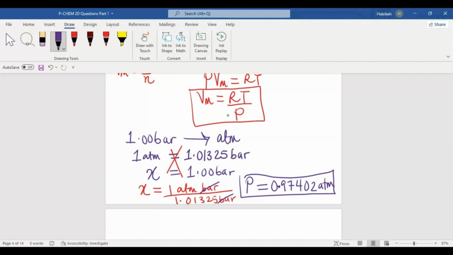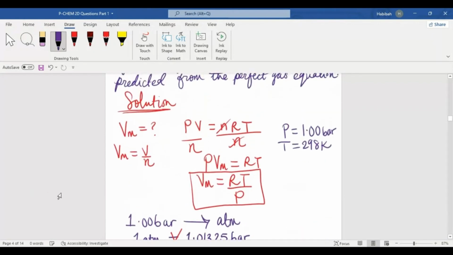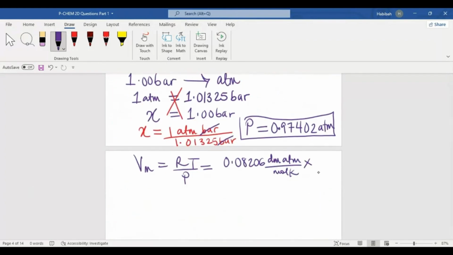We have our temperature. We know the gas constant that we're using. We can simply substitute. So Vm is equal to RT divided by P. That would be 0.08206 dm cubed atmosphere divided by mole kelvin, times the temperature. Looking back at our question, temperature is 298 kelvins, divided by the pressure, which is 0.97402 atmospheres. Of course, we cancel out the atmosphere and the kelvin.